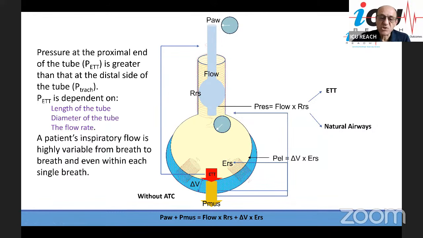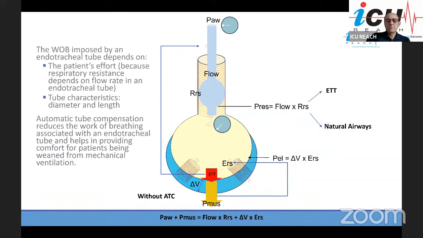The flow may even change within the breath. The patient may actually take a larger flow within the breath. So you need something that is measuring the flow instantly and delivering the pressure based on that flow and based on the resistance of the tube. And that is the ATC.